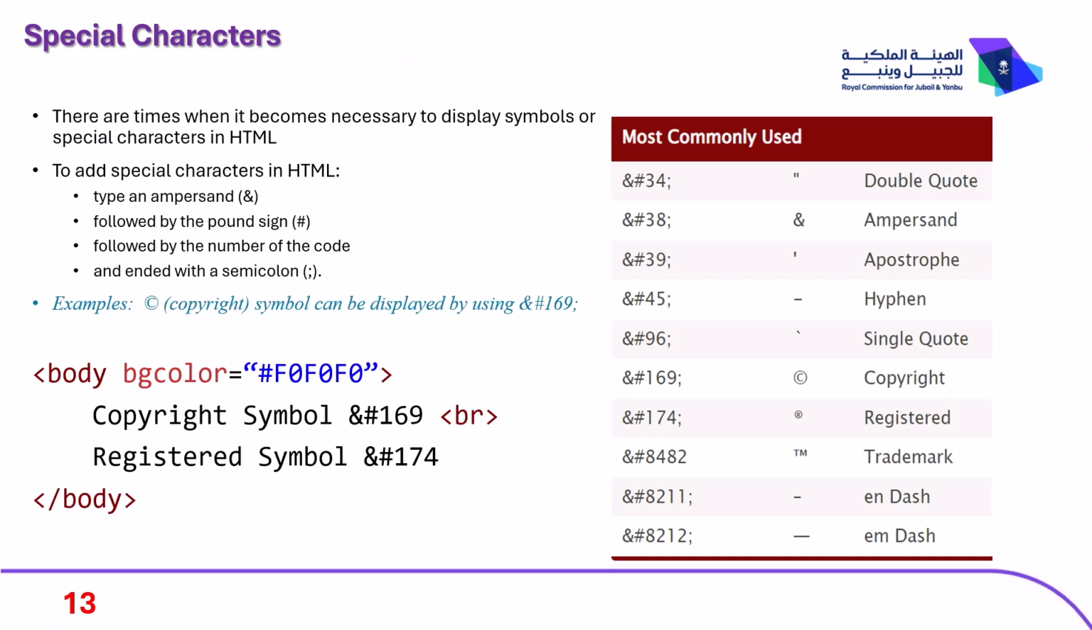Sometimes you need to display special symbols like the copyright sign. To do this, use an ampersand followed by a pound sign, the character code, and a semicolon, for example, number 169 for the copyright symbol. You can also format text using tags like B for bold, I for italics, U for underline, or mark for highlighting.